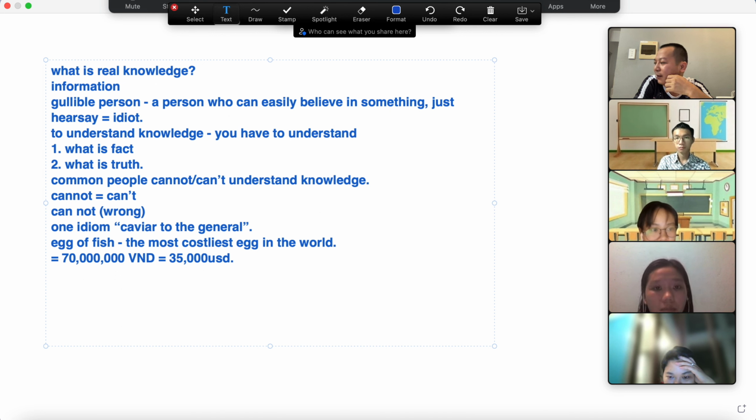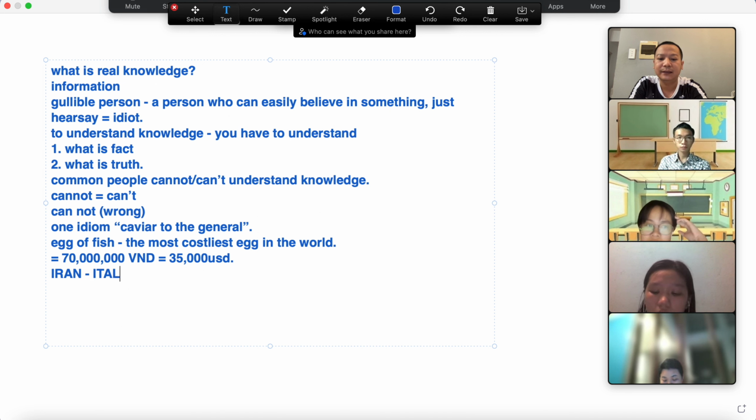I see many people make videos about Landmark 81 and show this fish egg. Nowadays you can eat that if you have money. But before, this was the egg of fish from Iran. It comes from Iran, and now it is also in Italy.